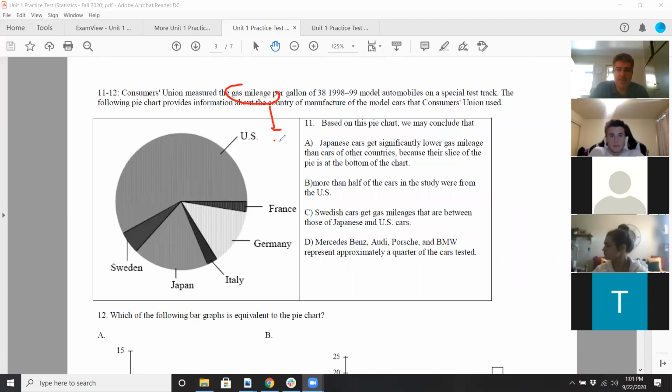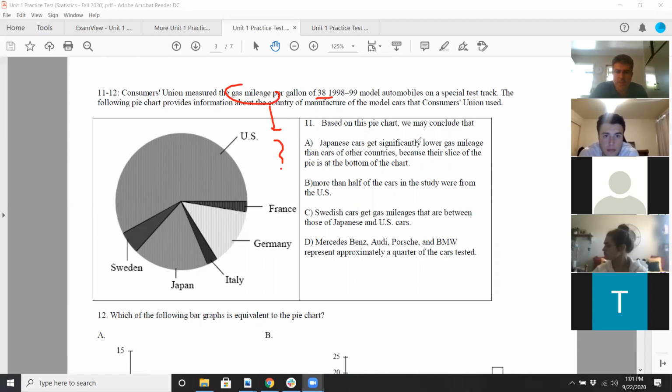Gas mileage? I have no clue. There's nothing that tells me anything about it. Plus, I'm not sure if I'd really use a pie chart for that. But this is more if I'm looking at how many cars I had in my study. There's 38 cars. How many of those 38 cars came from the US?